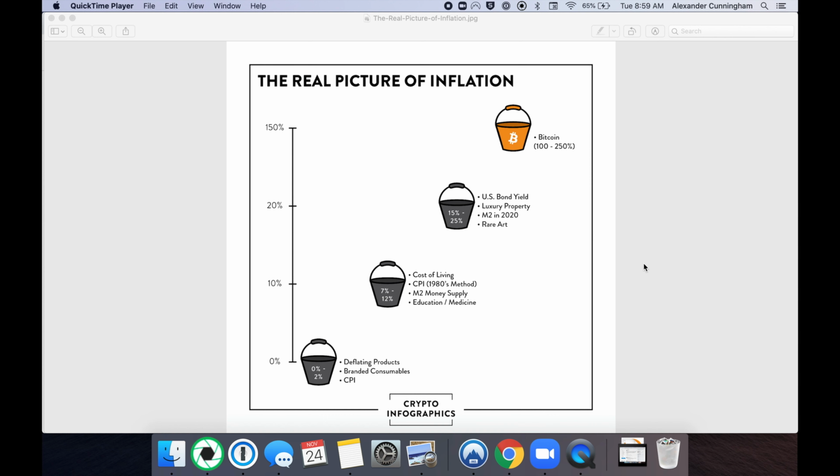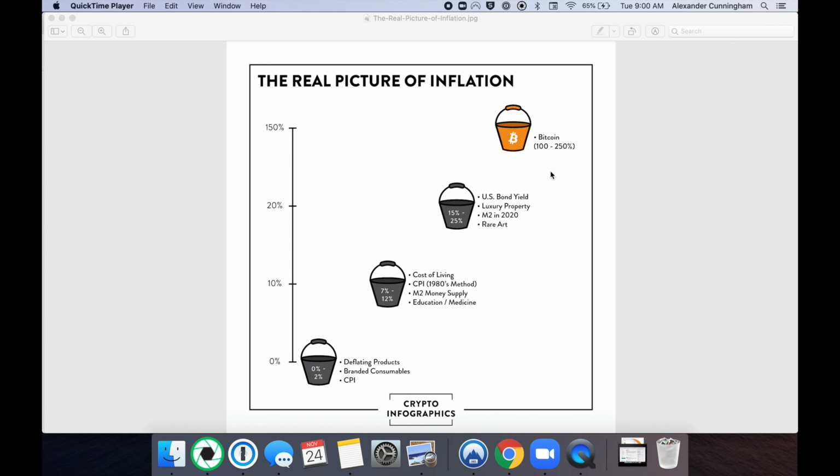All right, so here is today's infographic on Crypto Infographics, and it is the real picture of inflation. We're going to be talking about four buckets. One is the one that we are all more familiar with, which is the CPI, and there are a couple other things that fall into that 0 to 2% annual inflation bucket. There's also a bucket that inflates at 7 to 12%, and we'll dive into what those are. And then there's the 15 to 25% range. And then there is the final special bucket.